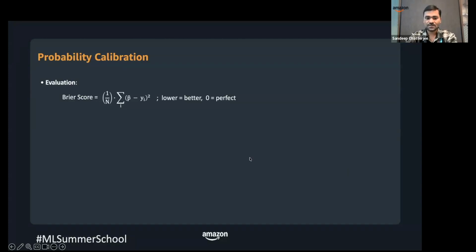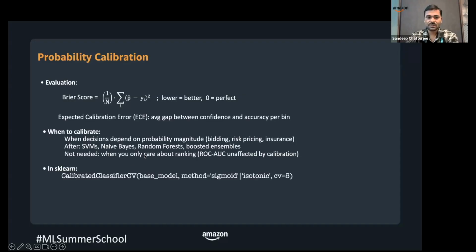The second metric is expected calibration error, or ECE. To calculate this, you divide your predictions into buckets or bins. Let's say bins of size 0.1. So it will be 0.9 to 1, 0.8 to 0.9, 0.7 to 0.8, like that. ECE is a metric used to measure the calibration of a model's probabilistic predictions. It quantifies how well the predicted probabilities align with the actual correct outcomes.